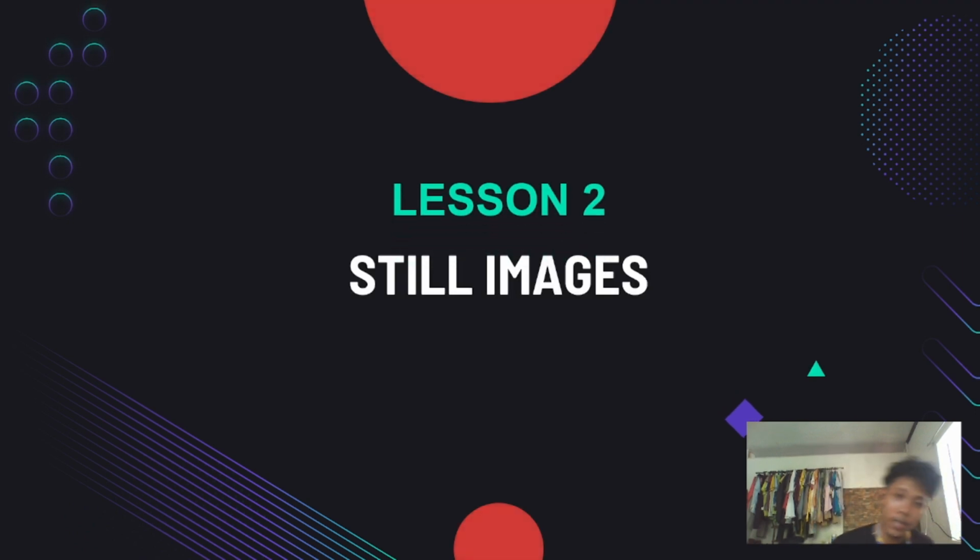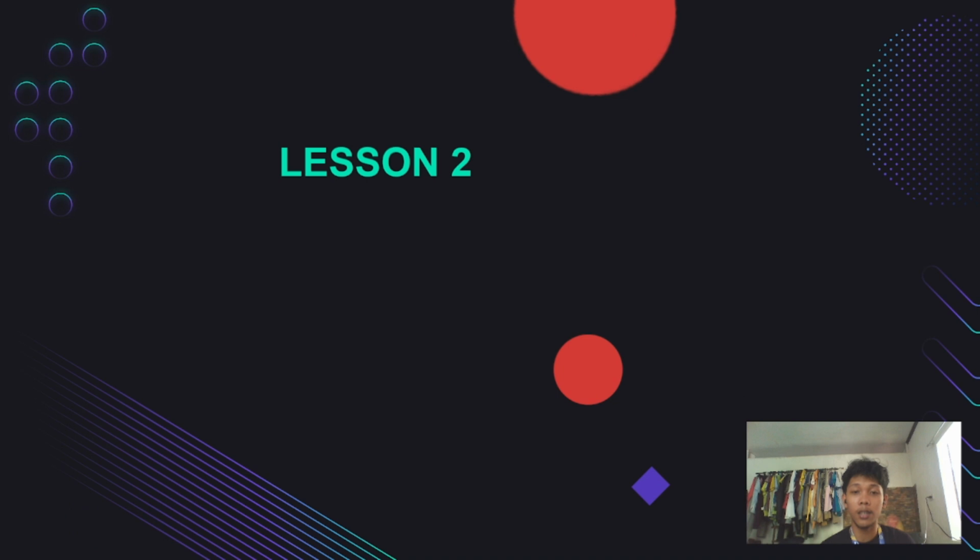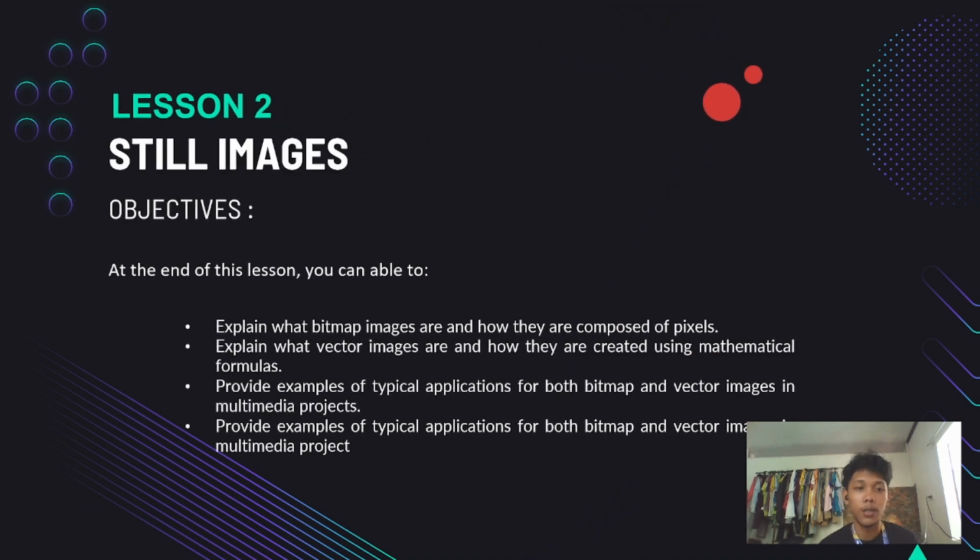Lesson 2, still images. So, is it vector or raster? Objective: by the end of the lesson, you should be able to explain what bitmap images are and how they are composed of pixels, and explain what vector images are and how they are created using mathematical formulas. So, vector is created by mathematical formulas. Provide examples of typical applications for both bitmap and vector images in multimedia projects.